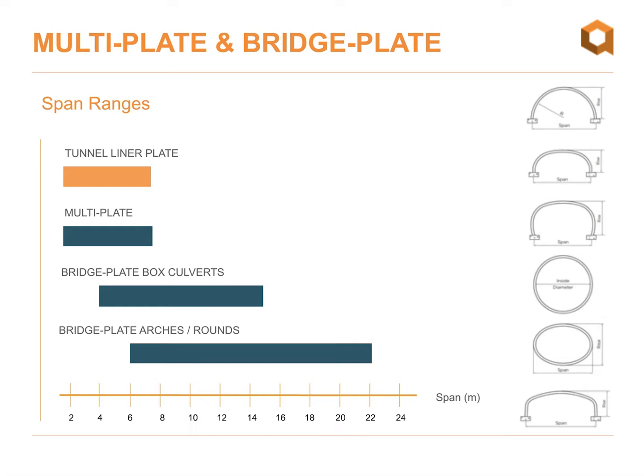Bridge plate, of course, is used for larger structures, or structures where we might have a box culvert shape and we need to design for some bending. So it's oftentimes used for your conventional bridge rehabilitation, and then for larger, super span structures, up to about 20 or 22 meters in span.